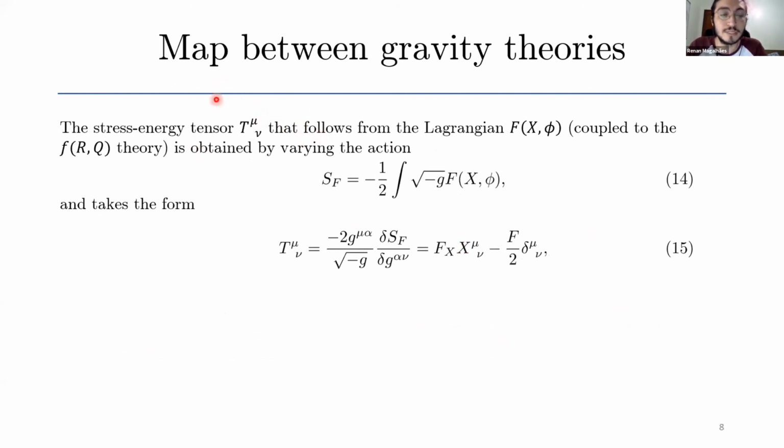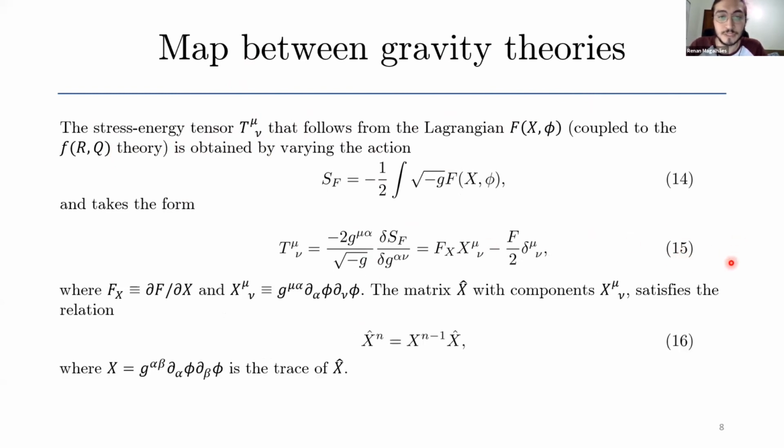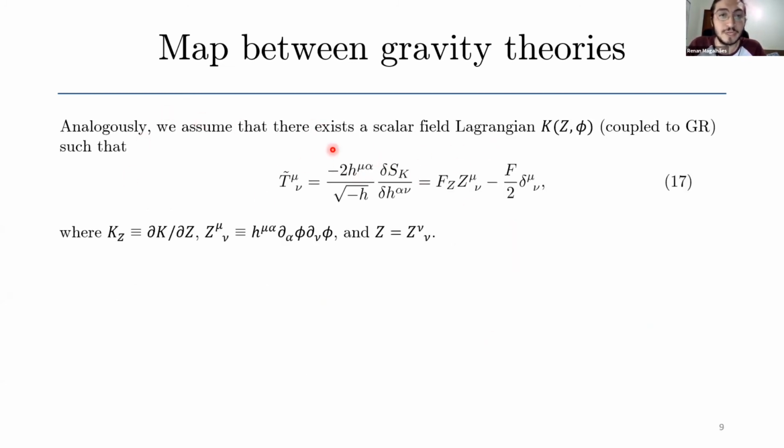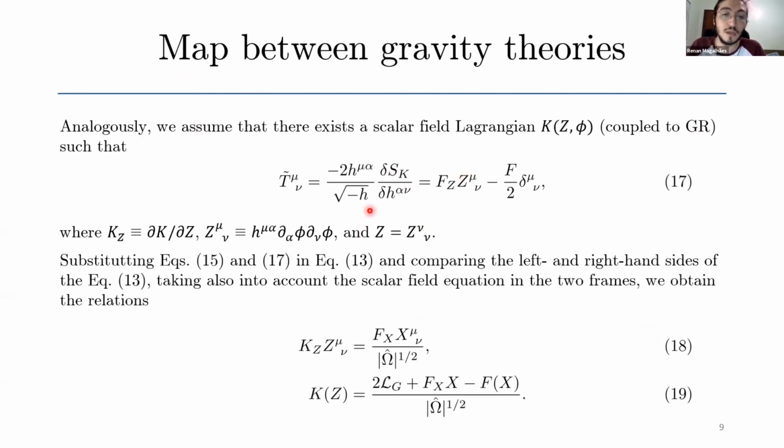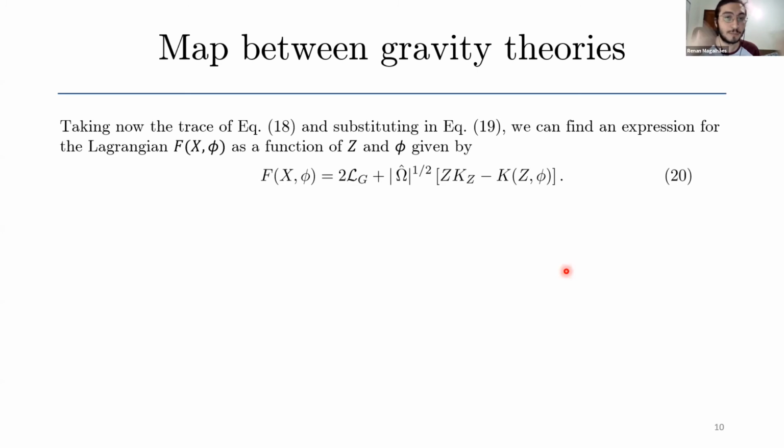Here the T mu nu is the stress-energy tensor coupled to the F of R Q theory and takes the form given by equation 15. Unfortunately, today I don't have time to show all the steps of this procedure, but this tensor here, X mu nu, has an important property that is very useful in our calculations. Analogously, we have the T tilde energy-momentum tensor that takes the form given by equation 17. Using this stress-energy tensor and the previous one, we can find these two equations here. Using these two equations, we can construct a relation between the matter Lagrangian capital F and the matter Lagrangian capital K.